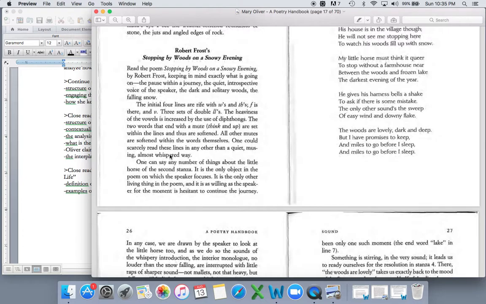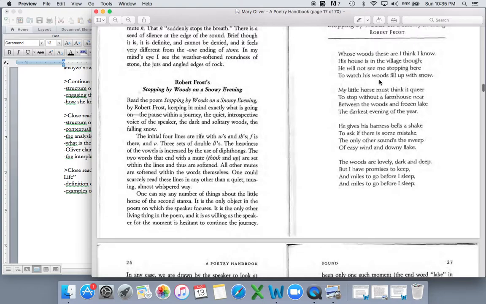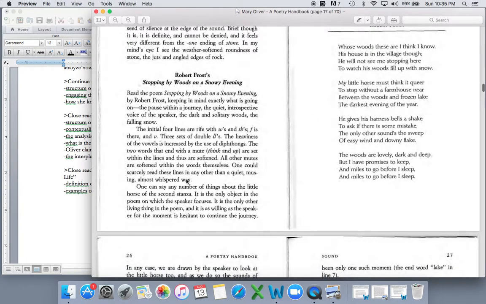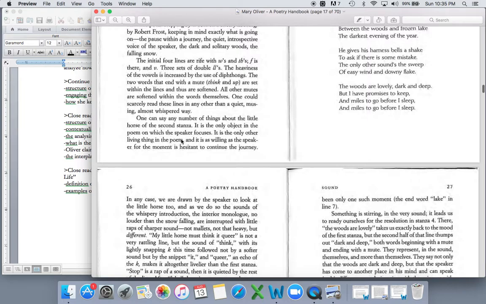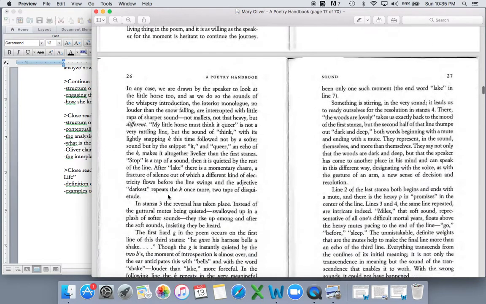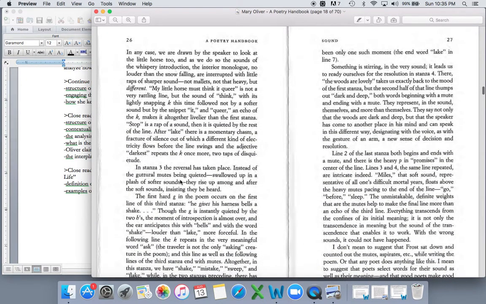peace in a way. And we know in this opening stanza that he's watching the woods fill up with snow. So there's this snowy scene, very whispered. When she's talking about the effect of the sound, that's when she's doing analysis. Now she goes on to do that with stanza 2. She goes on to do that with stanza 3.